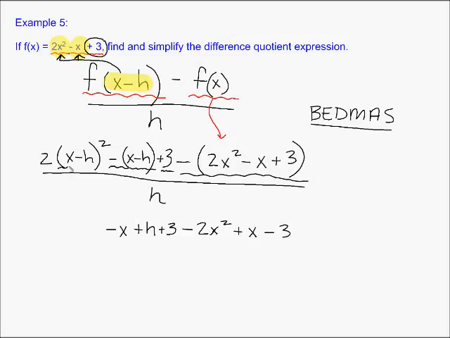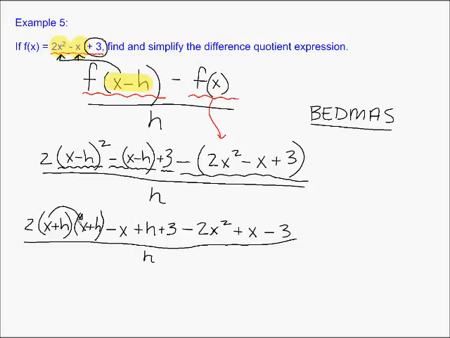Now the last bracket I need to do is this one, and to get rid of the brackets I have to square everything inside the brackets. So that means I have to use FOIL to solve for x plus h times x plus h. So it does take a little bit of algebra to simplify the equation and a few steps, but if you take it slowly and follow BEDMAS, you'll be able to get it. Just stick with it. So using FOIL, I'm going to simplify my x plus h squared.